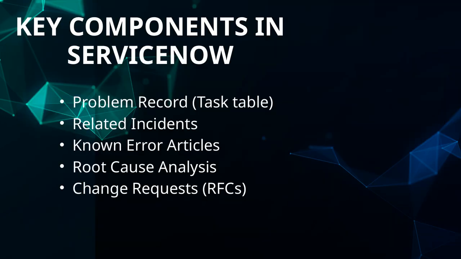Let's take a closer look at the key components in ServiceNow that help us manage and resolve issues effectively. First, we have the problem record, which is typically tracked in the task table. This is where we document and monitor the underlying problems that need resolution. Next, related incidents are linked to these problem records, giving us a comprehensive view of how individual issues are connected. We also rely on known error articles, which serve as a knowledge base documenting recurring problems and their solutions. These articles help us speed up resolution times and prevent rework.